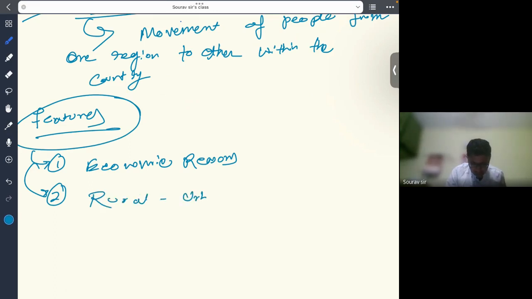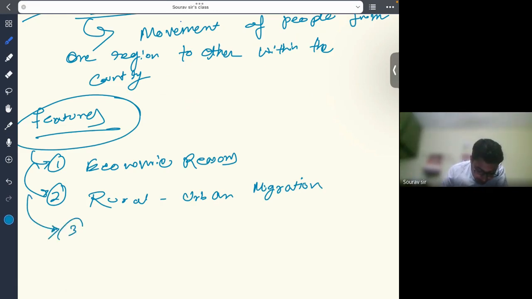Rural-urban migration. The majority of internal migration in India is from rural areas to urban areas. This is because cities offer better employment opportunities and better amenities, obviously.